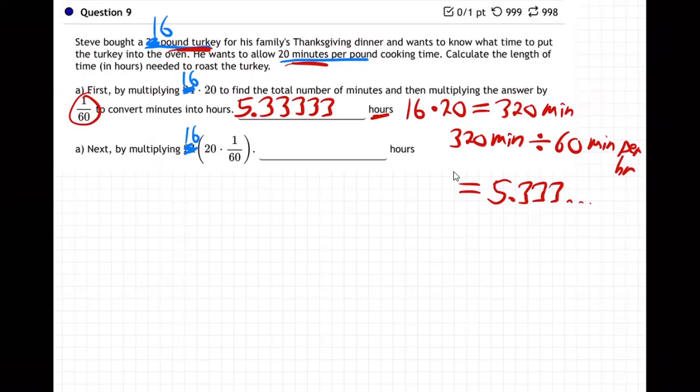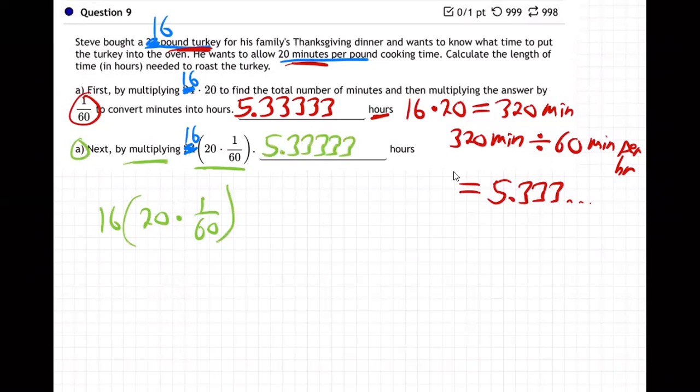So do that. And then on the next part, they say, let's redo this problem this other way. So they're basically saying, if you do the same thing, 16 times 20 times 1/60th, in a different order, the point of this example is that the answer is going to come out the same. I'll just write the answer in right now. It's going to be 5.3 forever. Let's work it out and see that.